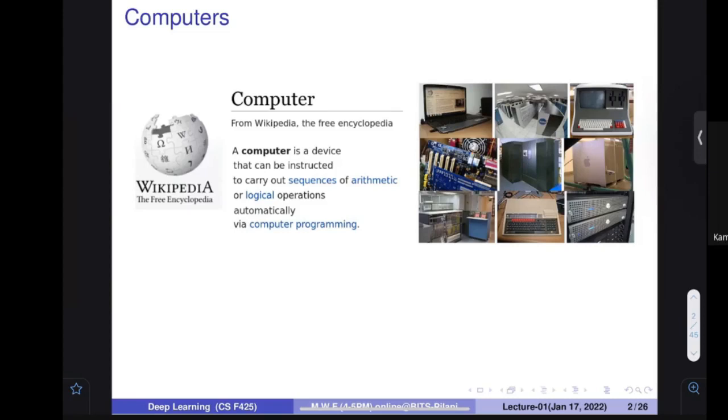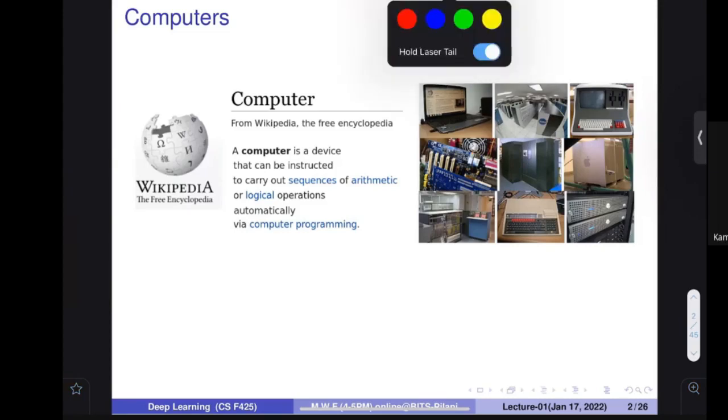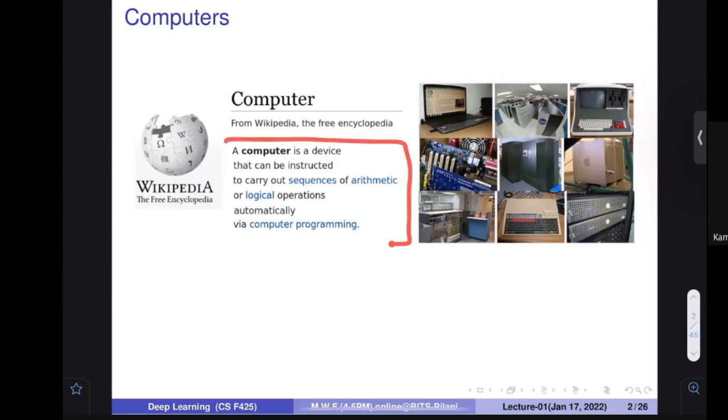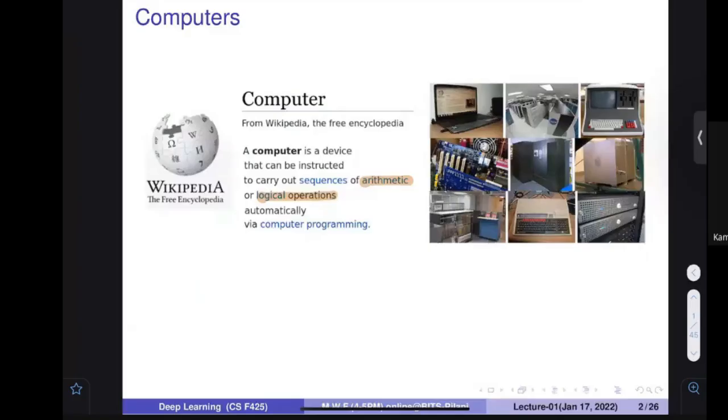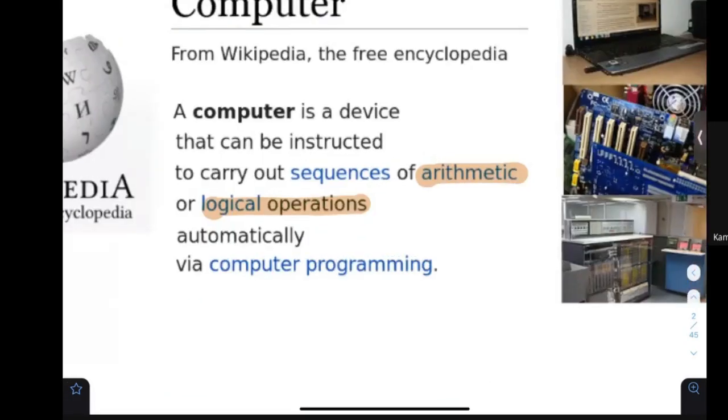What is a computer? If you go to Wikipedia and try to find the definition of a computer, you are going to encounter this definition, which says a computer is a device that can be instructed to carry out a sequence of arithmetic and logical operations. So it is a very simple machine that can only do what? Arithmetic and logical operations. You provide a sequence of instructions that are going to do only arithmetic and logical operations.